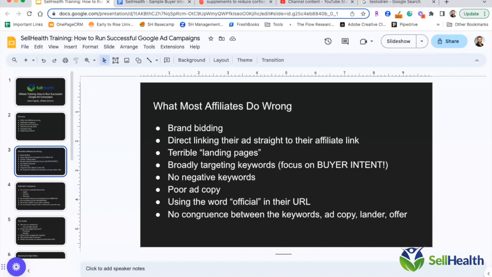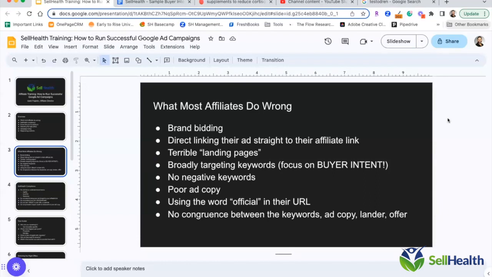Then another thing that we see is no negative keywords, where affiliates will not put in negative keywords. So their ads show up for terms that should not be relevant to what they're doing. And so if you don't include negative keywords, your ad's going to show up in too many places. So you've got to make sure you put in negative keywords on every single campaign.